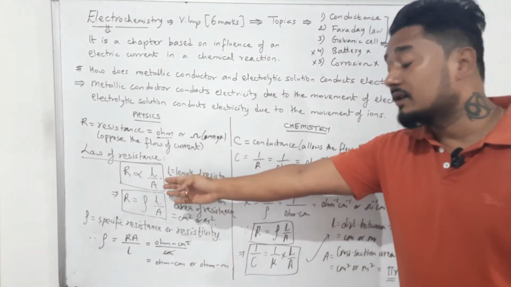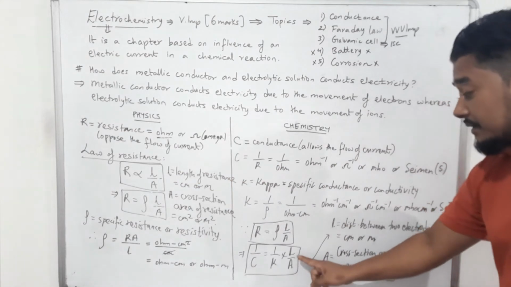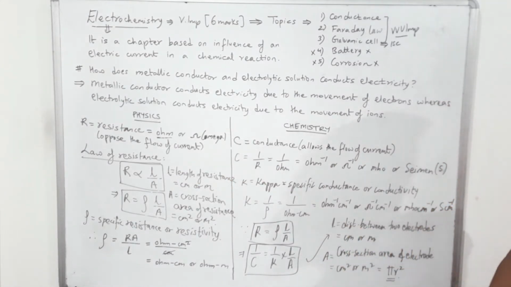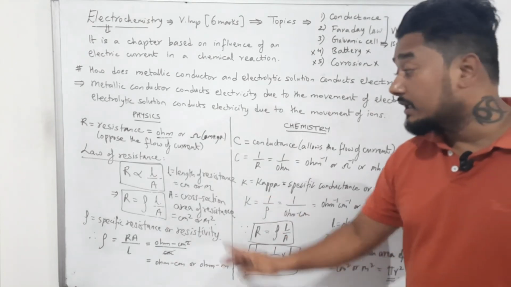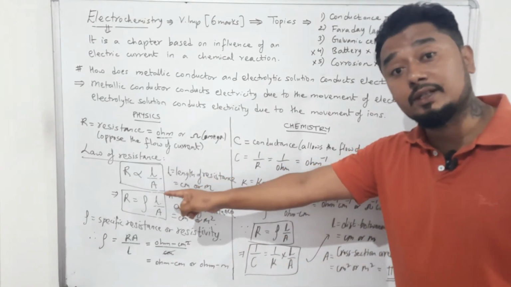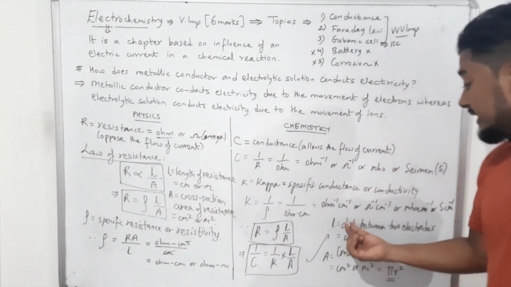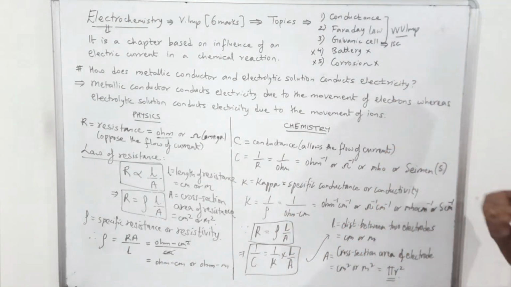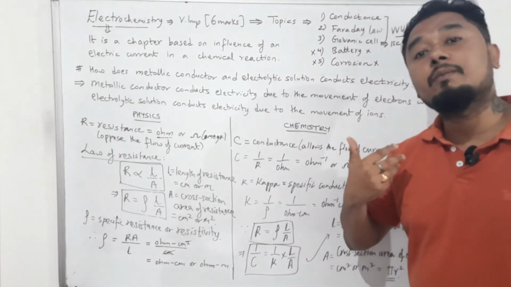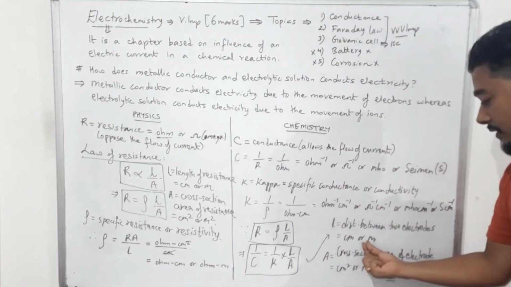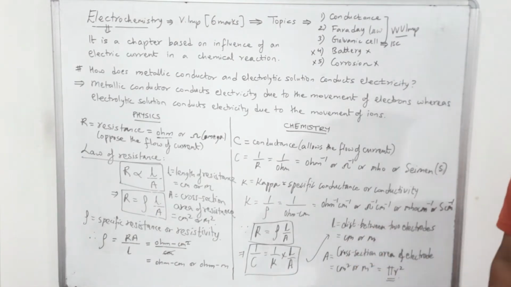In physics, L means length of resistance, but in chemistry this L means distance between two electrodes. I repeat, in chemistry L doesn't mean length of conductance, it means distance between two electrodes. And when you say distance, it's a length, so the unit will be centimeter or meter, CGS or SI.